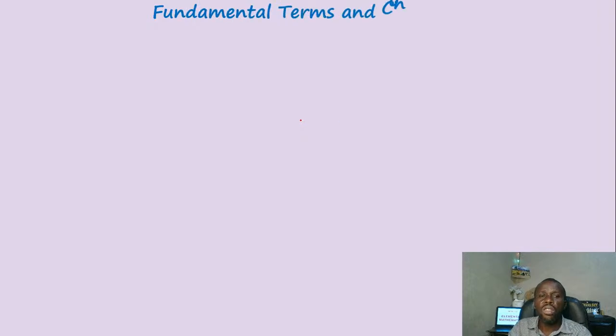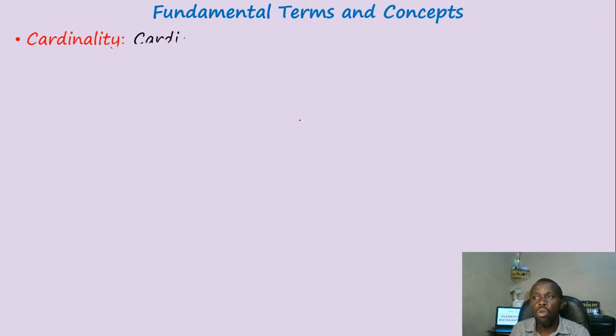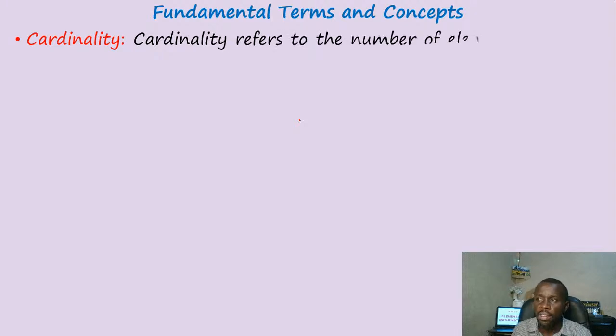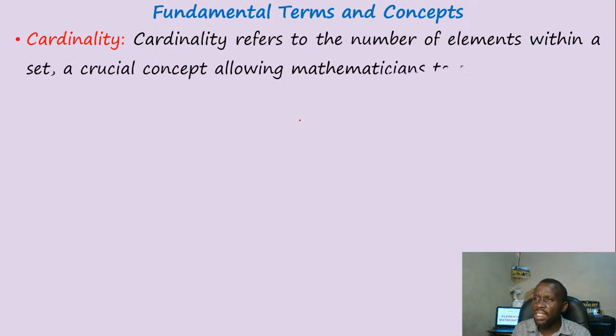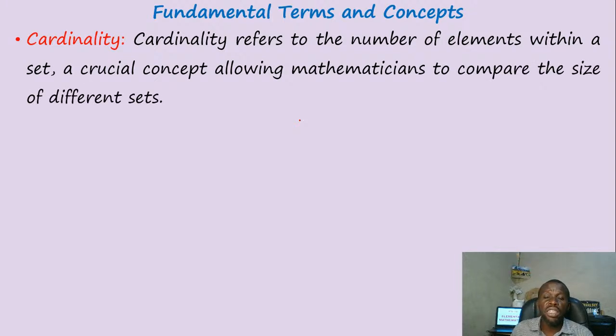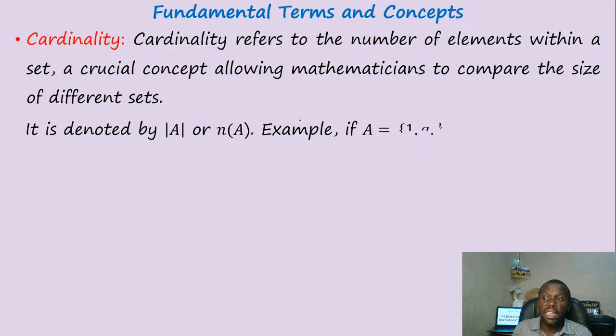So let's talk about the fundamental terms and concepts in sets. The first is what we call cardinality. Cardinality refers to the number of elements within a set, a crucial concept allowing mathematicians to compare the size of different sets. Here you can just use it to compare different sets. It is denoted by n(A), or A with 2 vertical lines.